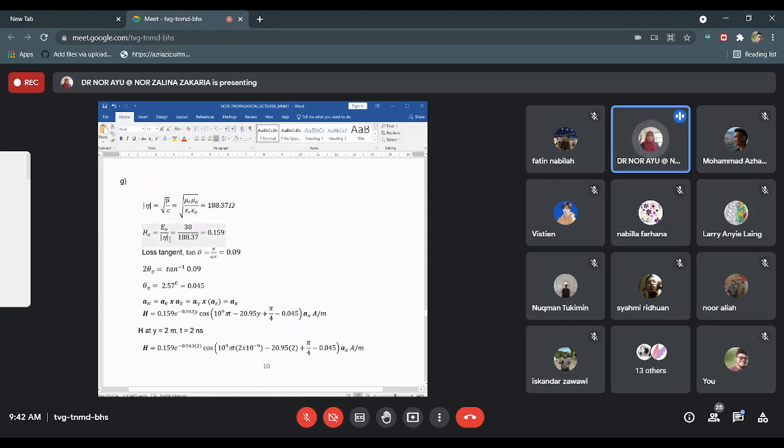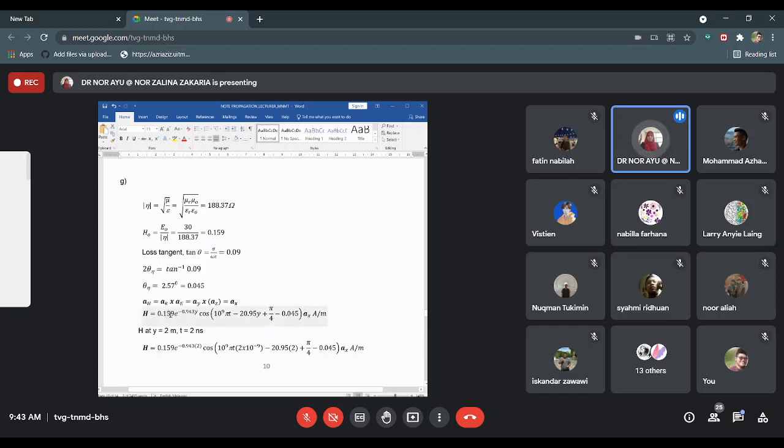Okay, and then find its theta n. What is a theta n? In the appendix, everything is there, you just take it and use it. Okay, so when you have all the values here, substitute inside the equations, you can have this one.